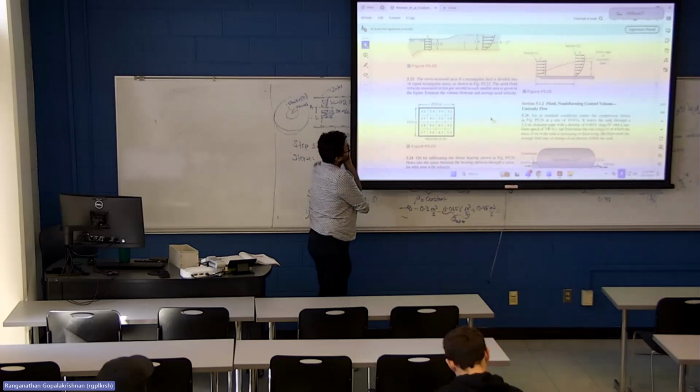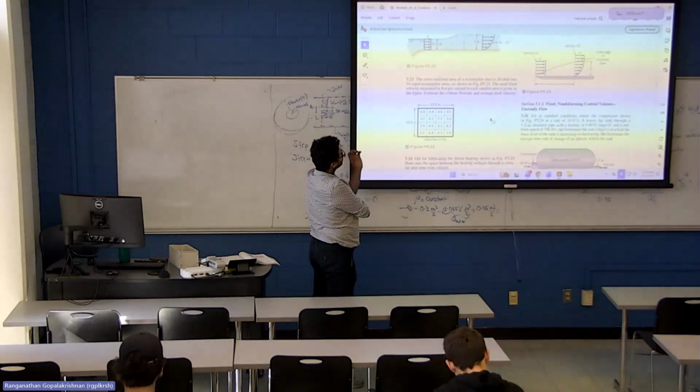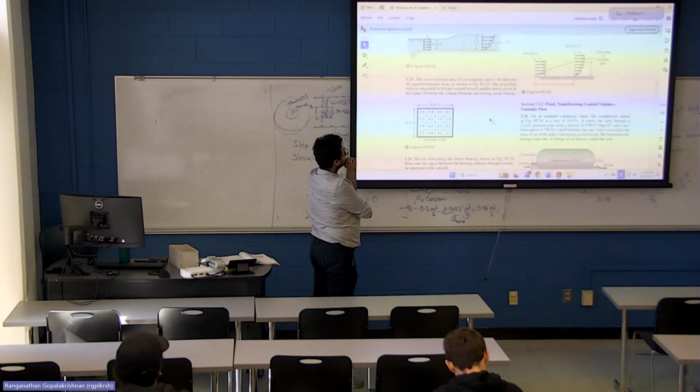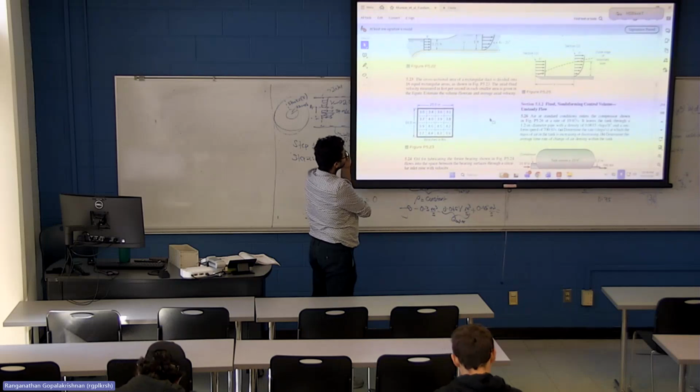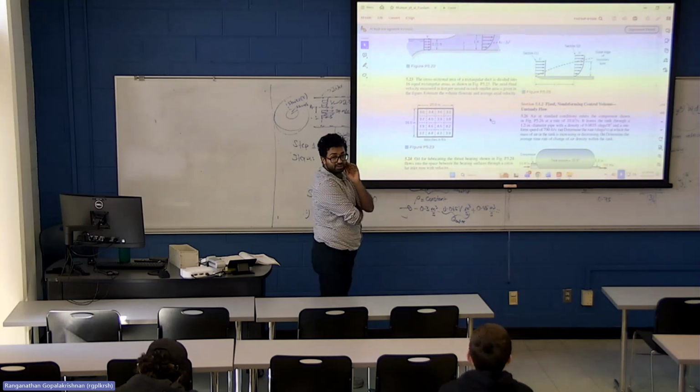What they have given here is the cross section of a rectangular duct divided into 16 segments. The axial velocity measured in feet per second in each smaller area is given in the figure. Estimate the volume flow rate and average axial velocity.